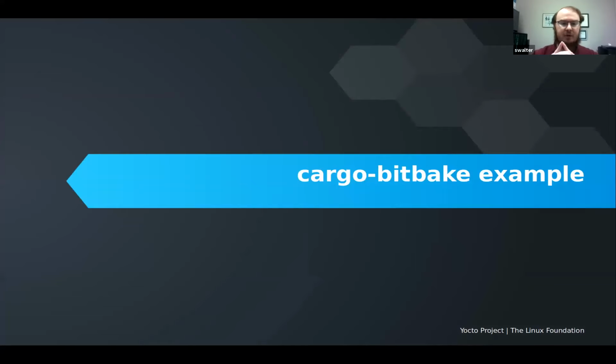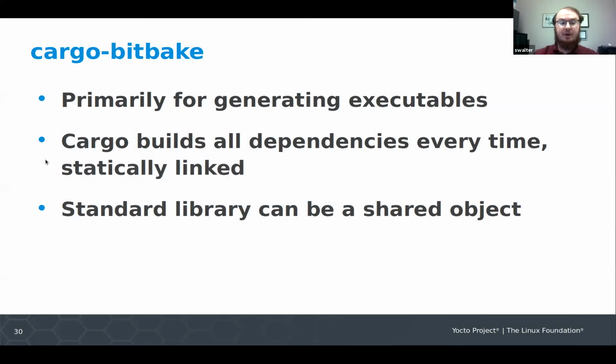So a couple more things that I want to point out about cargo-bitbake. It is primarily for generating executables, not so much libraries. You can use it to generate a library, a shared library that you're going to link to from C code, but it's not intended to generate Rust output that then's going to be consumed by other Rust recipes. It is kind of for the terminal or the end of your dependency chain.